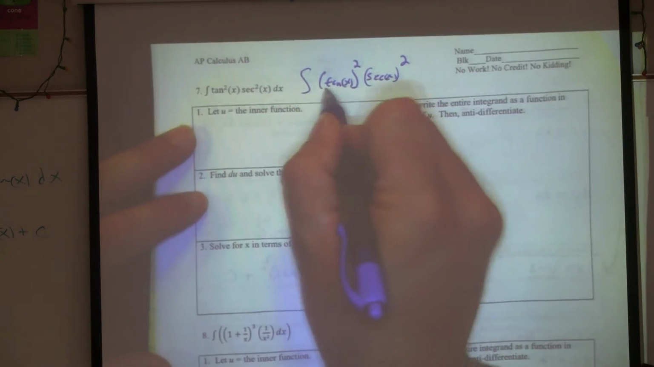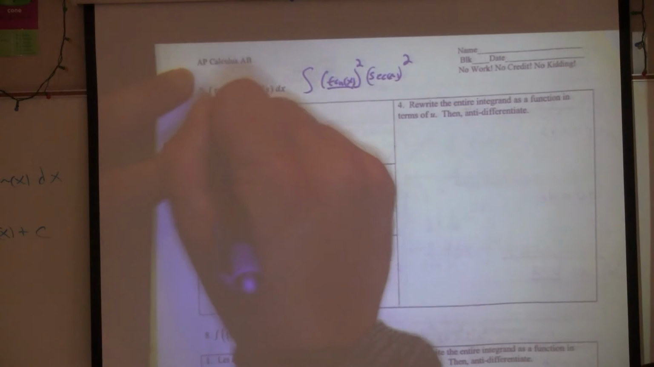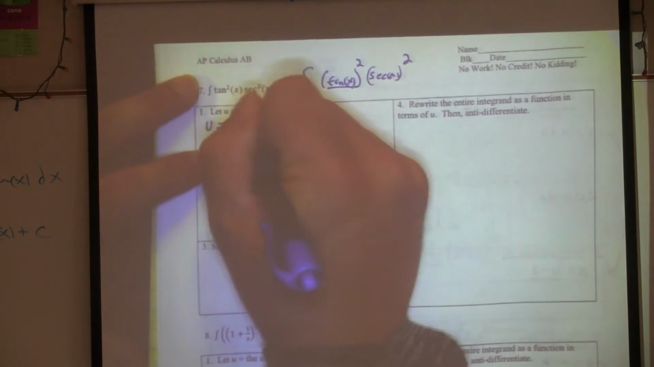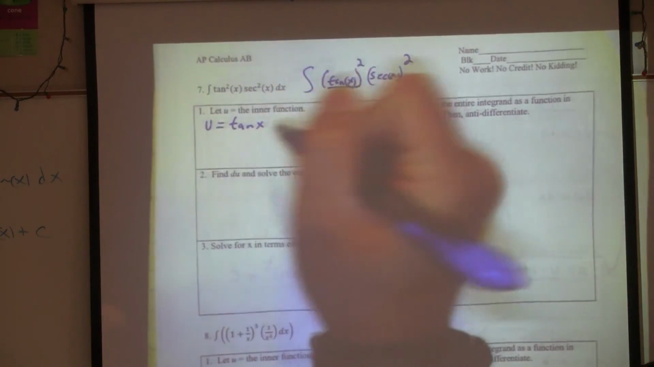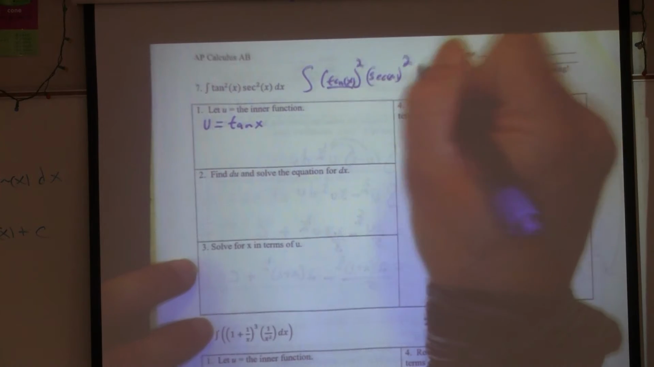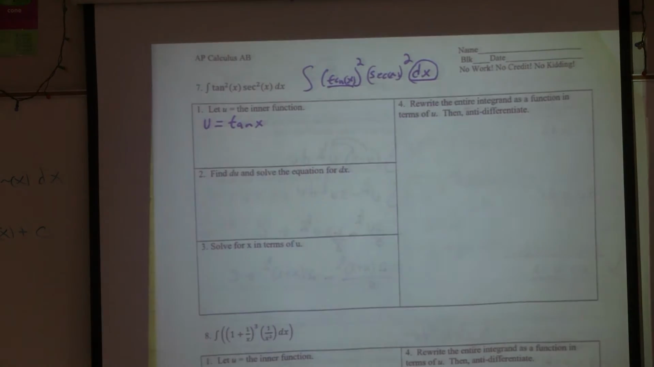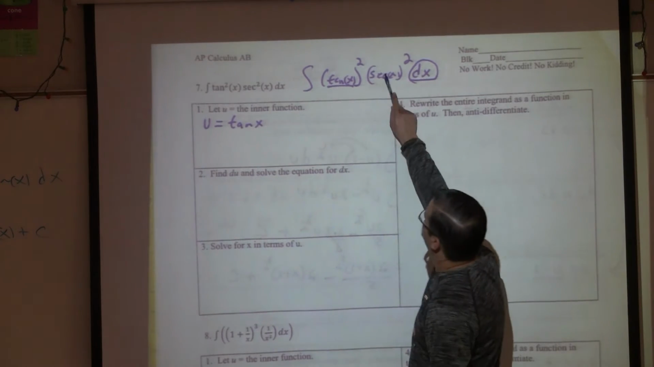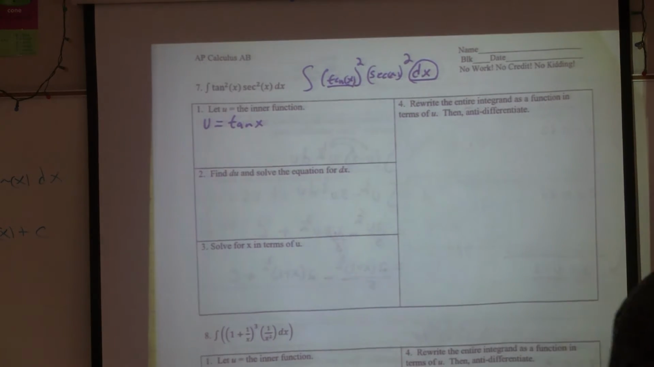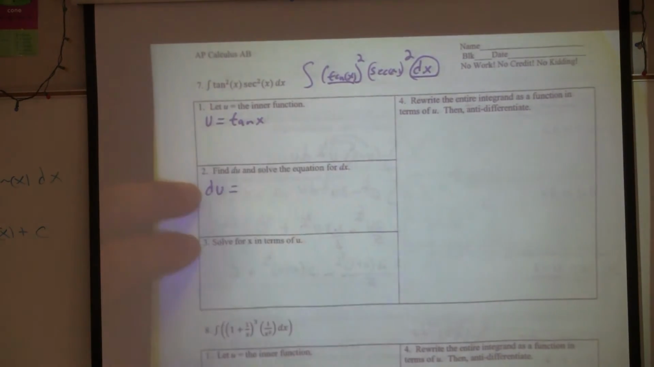So can I make this guy be u and then we'll be okay? Let's give it a try, let's see if it works, who knows? If it doesn't work, we'll just do it again. So let's say u is tangent x, so we're replacing that, but we also need to replace this guy, and hope that somewhere along the way, this guy goes away. So what's my du going to be? What's the derivative of tangent?